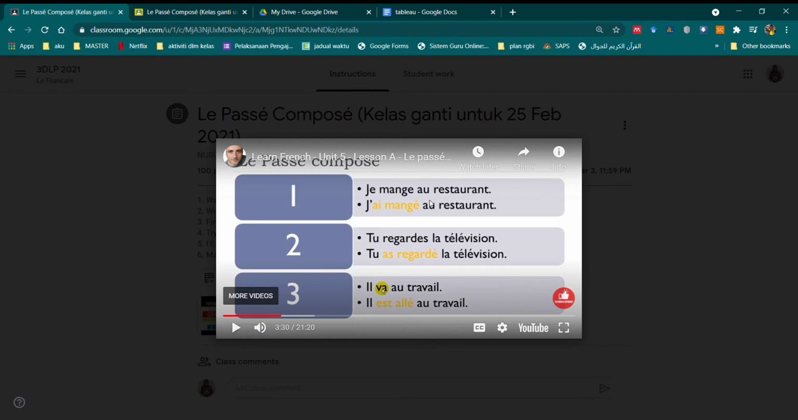Nanti awak kata madam tak ajar. Yes, madam dah ajar. Bukan madam tak ajar, but you forget. Okay, nampak ni. Il va au travail. Kenapa O? Sebab aller dia mesti ada A. Pergi ke. Okay, jadi travail ni adalah perkataan maskulin. So, le travail. Dia tak boleh awak baca il va à le travail. No, c'est impossible. C'est pas possible.